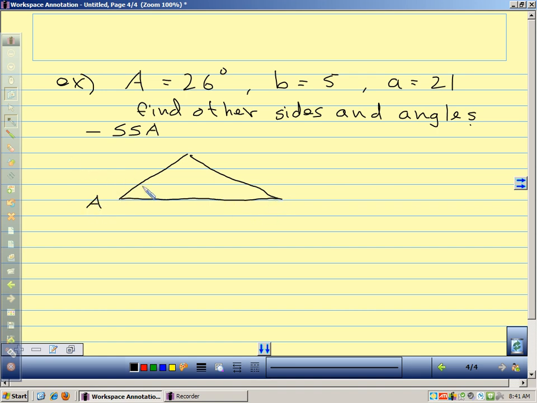I'm going to say this is angle A, and this is 26 degrees. And this side is 21. I'm going to call this angle B and this angle C, and side B is 5. So the problem gives us these two sides and this angle. So let's make sure that this triangle is going to work.